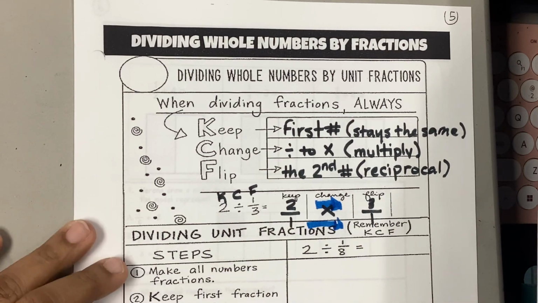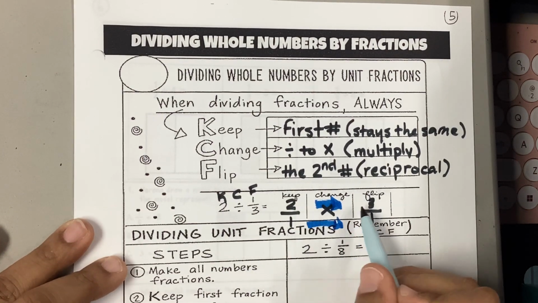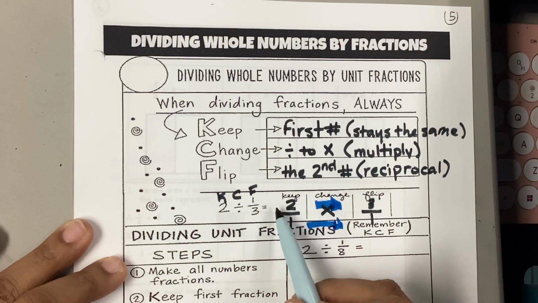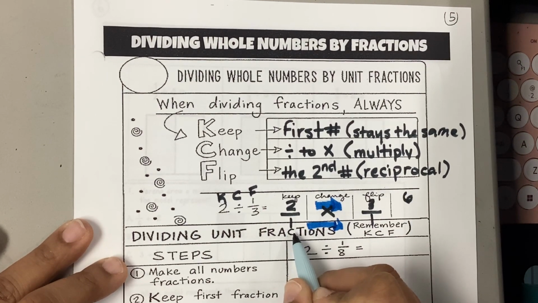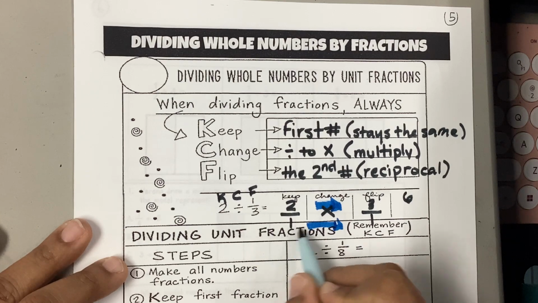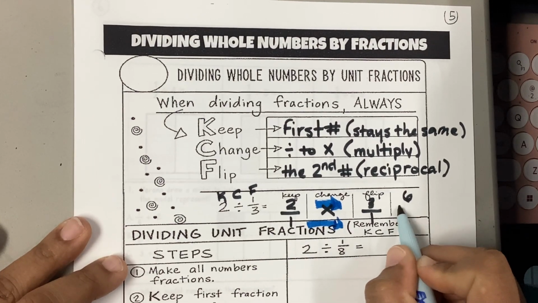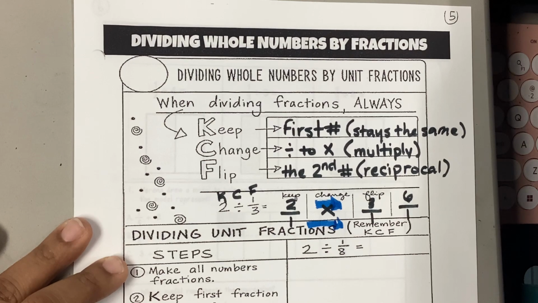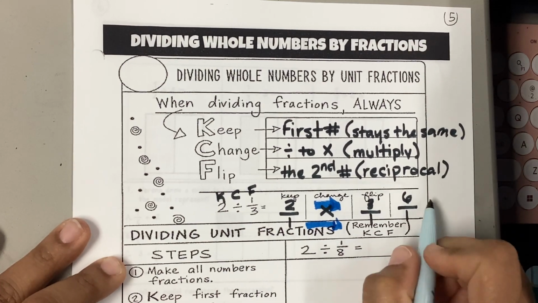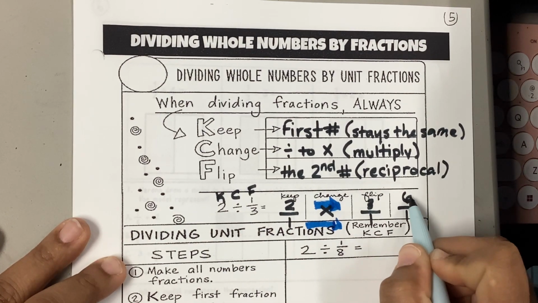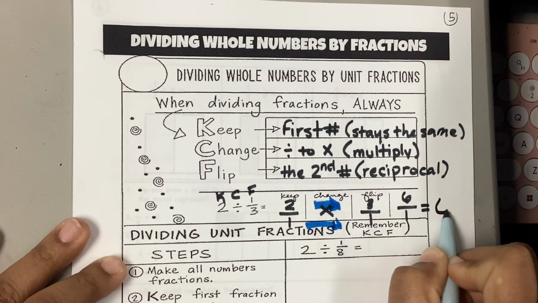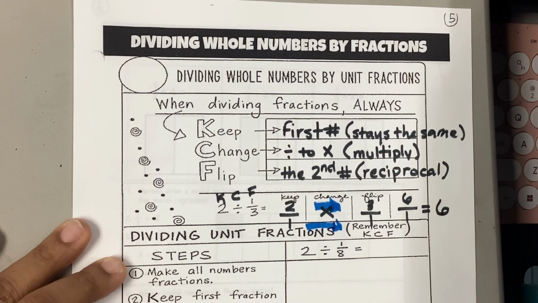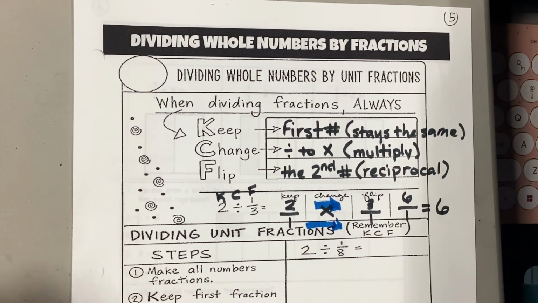So in this case, I would do 2 times 3, so numerator times numerator, which gives me 6. Now I multiply my denominators. 1 times 1 gives me 1. I currently have 6 over 1, which is also read as 6 divided by 1. And the answer is 6. So that's following keep, change, flip.